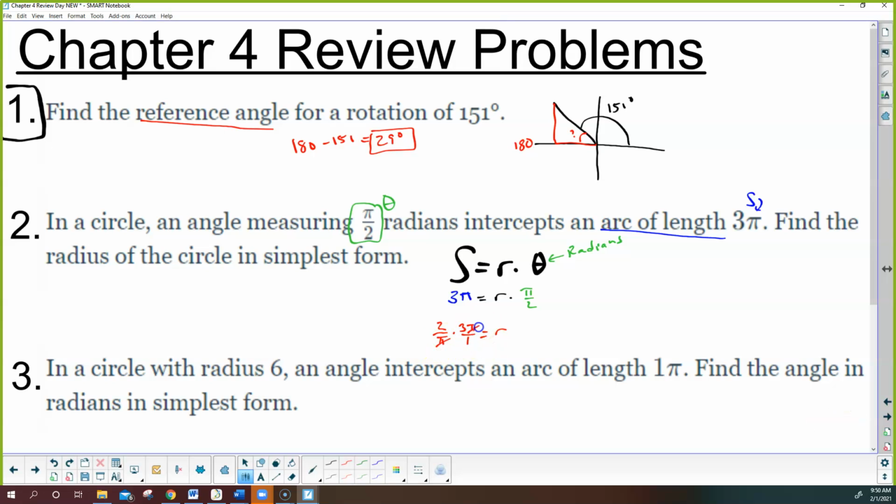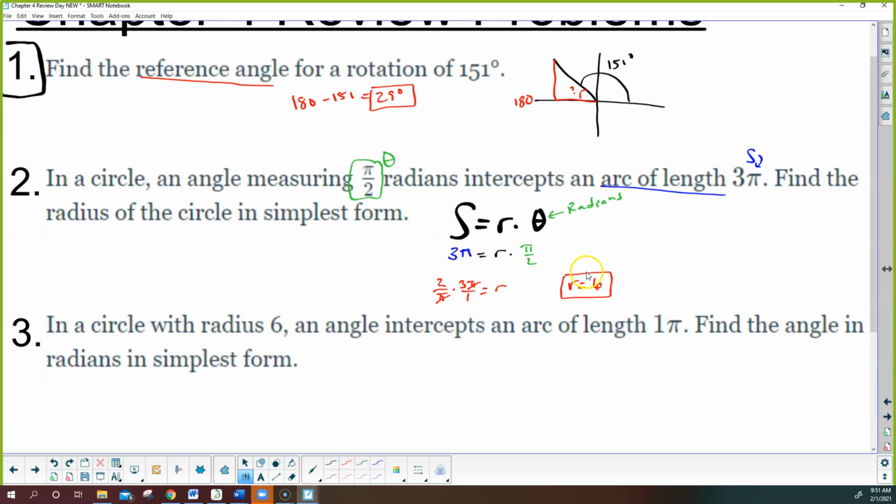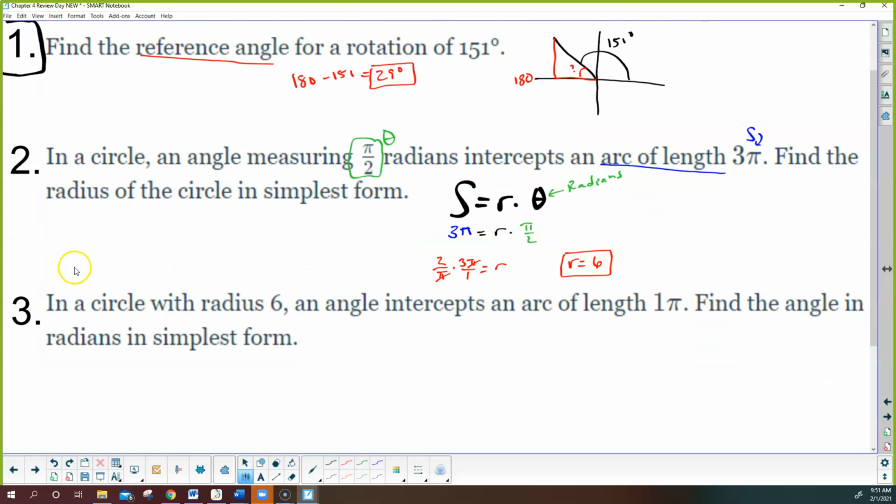Well, the pi's are going to reduce out. 2 times 3 is 6. And my answer is the radius is 6. And I'm going to read the question. They don't tell me the measure at all, so I don't know if that's inches or feet, but I just know it's 6. Okay. All right, now this one they kind of flip it around.